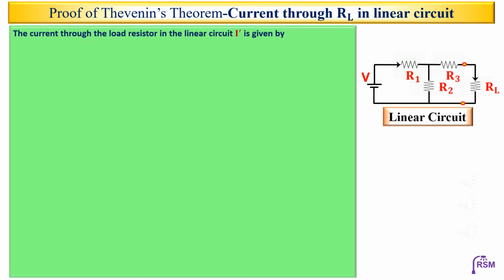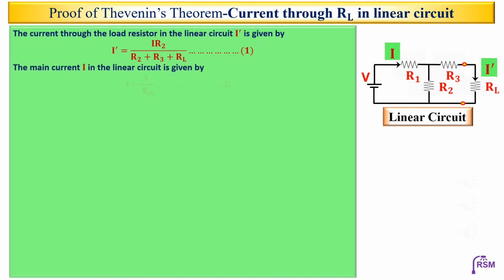The current through the load resistor in the linear circuit I prime is given by I prime = I into R2 by (R2 + R3 + RL). Call that as equation 1, because the branch current is given by main current into the resistance of the opposite branch divided by the sum of the resistances. The main current I in the linear circuit is given by I = V by R effective. Call that as equation number 2.